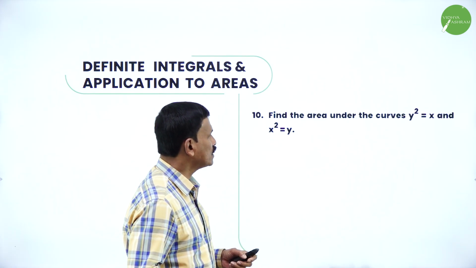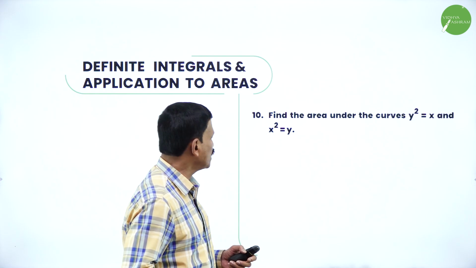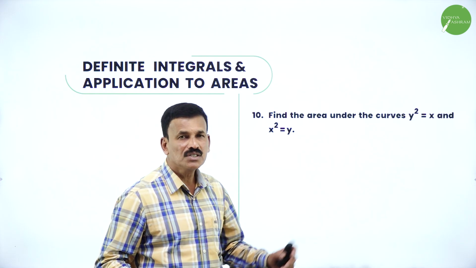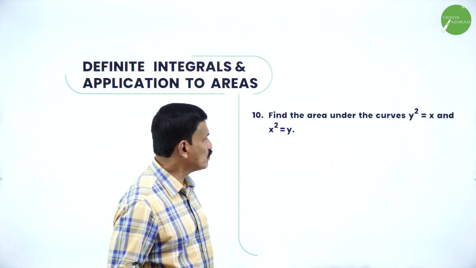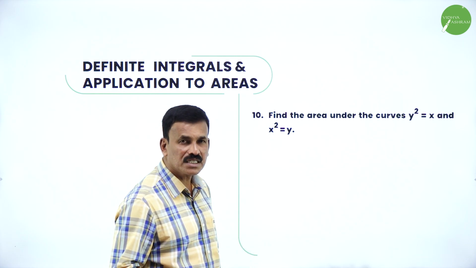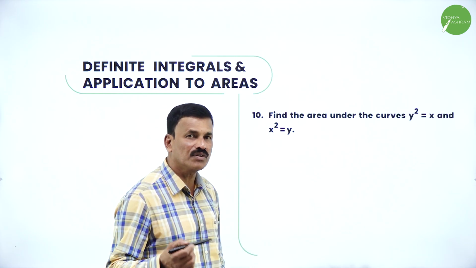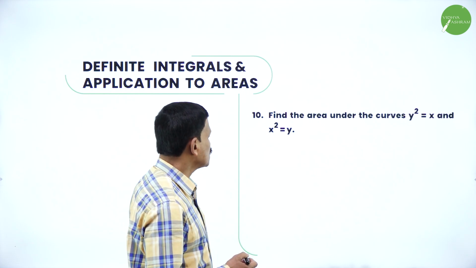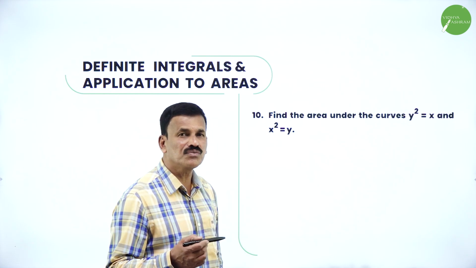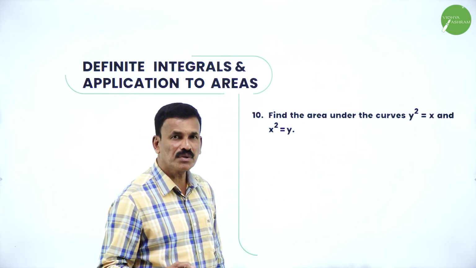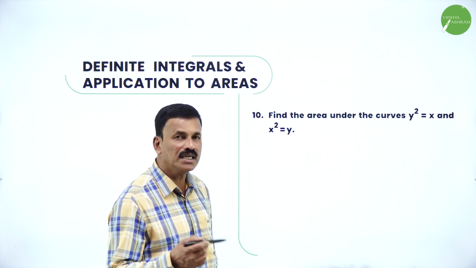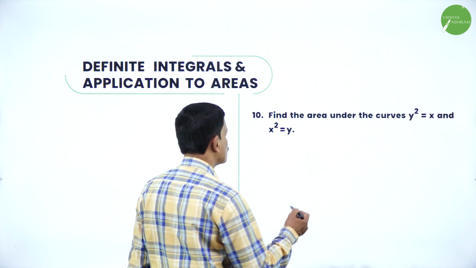Find the area under the curves y square is equal to x and x square is equal to y. So these are nothing but the equations of parabolas. y square is equal to 4ax is the equation of a parabola opening to the right side. x square is equal to 4ay means the equation of a parabola opening upward. So the area enclosed between these two curves is to be determined.